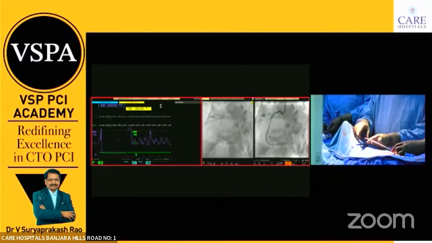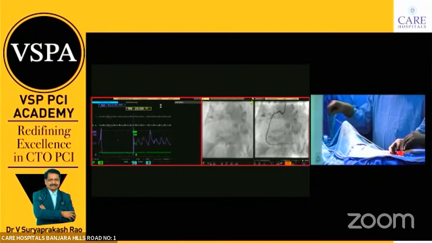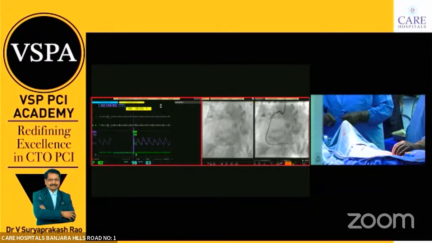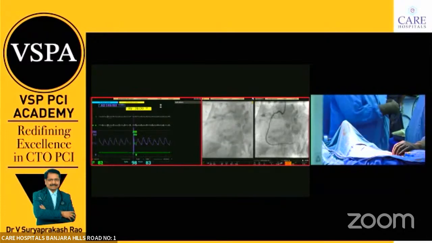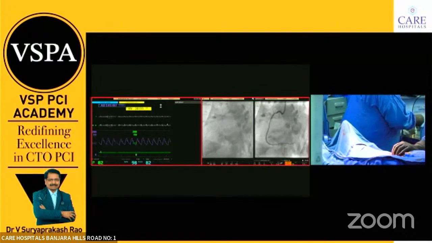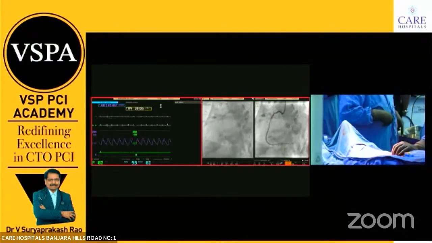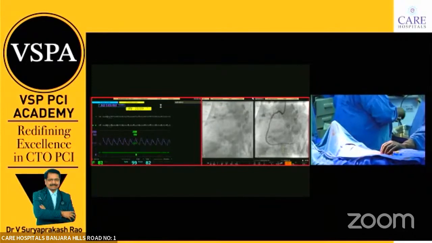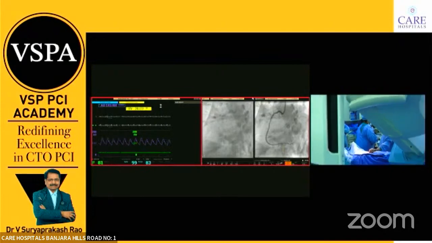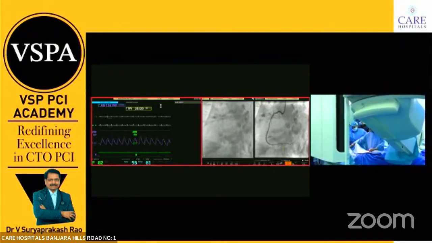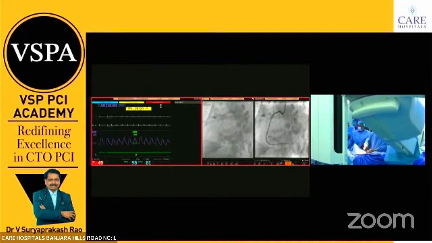Actually, this Saturday we had a session on bifurcation. In that, it was a normal NC balloon by Dr. Kandar. He showed a case where he was protecting the side branch. Once you go a little high, the balloon elongates and crosses the carina. Then the ostium got deformed and all those things.